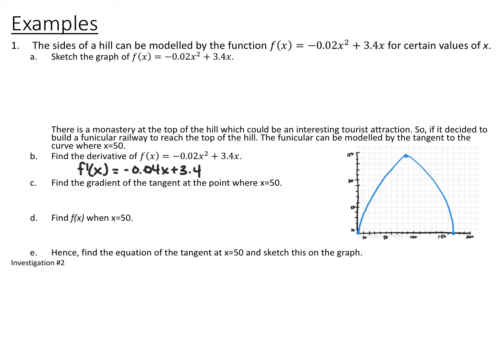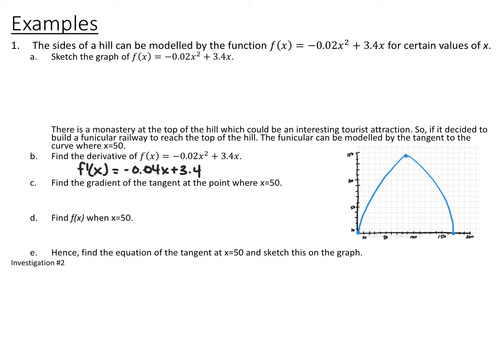So here's my graph over here. It has a 0 at 0 and a 0 at 170, and that has a maximum. And so this is our hill. And then I found the derivative: bring the power down in front, reduce the power by 1. So you end up with f prime of x to be negative 0.04x plus 3.4.